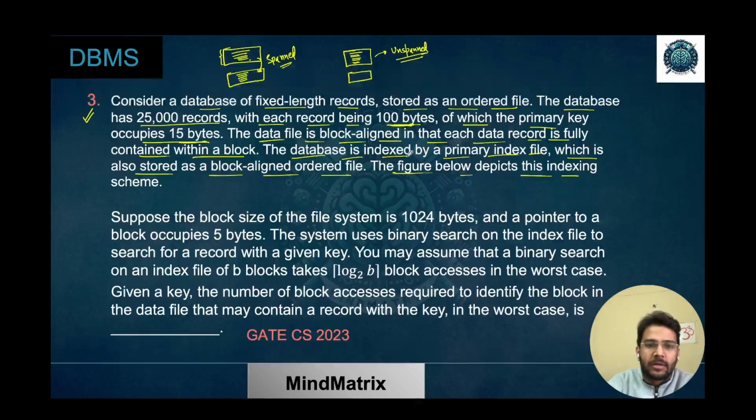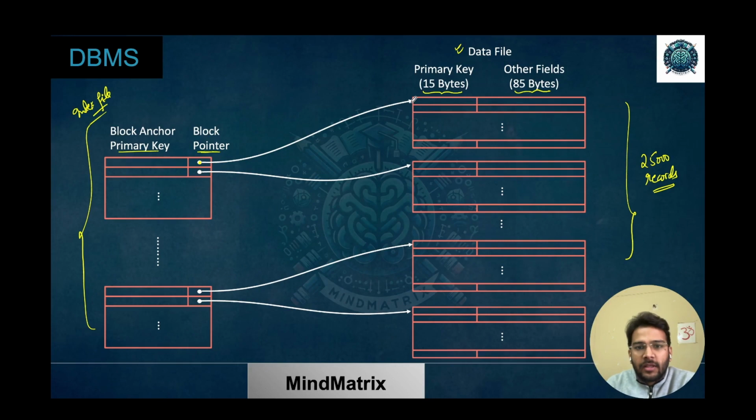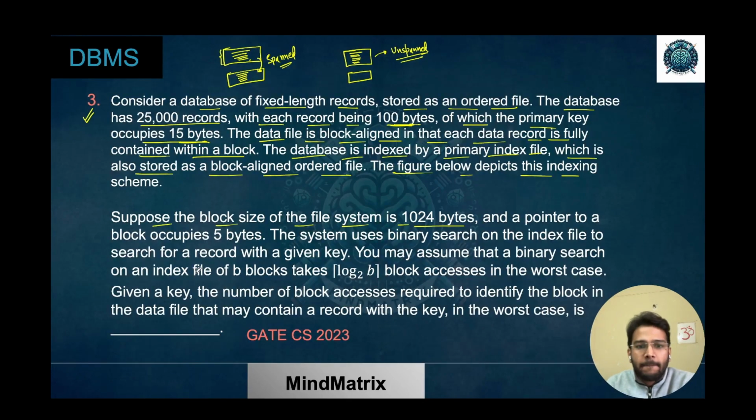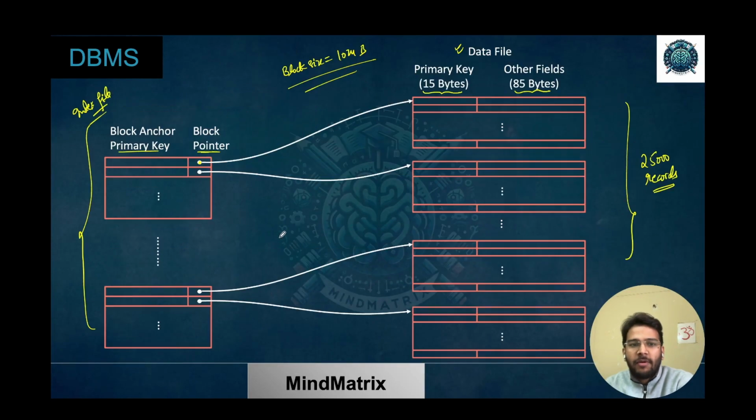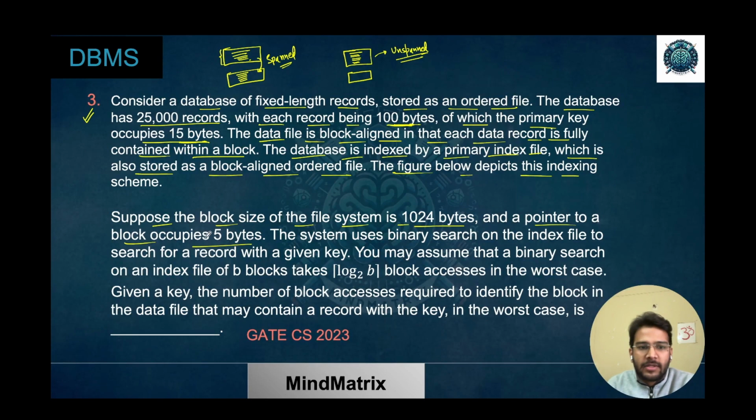Okay, now let's come back to the question. Suppose the block size of the file system is 1024 bytes. So here it is saying that the block size given to us is 1024 bytes for a single block of the file. And a pointer to a block occupies 5 bytes. So we have a block pointer, which is of 5 bytes. The block pointer consists of 5 bytes.